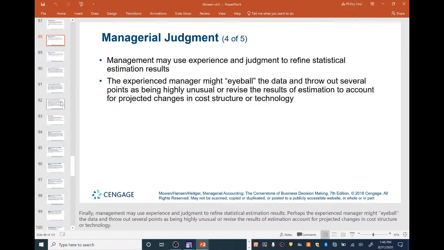Now, the experienced manager might eyeball the data and throw out several points as being highly unusual, or even revise the results of the estimation to account for projected changes in cost structure or technology. So once again, this is another reason why the judgment and experience of the management team is so imperative, because we know in the business environment that things are always changing, especially technology and regulatory environments and the external forces that are coming against us, inflation, all this stuff.